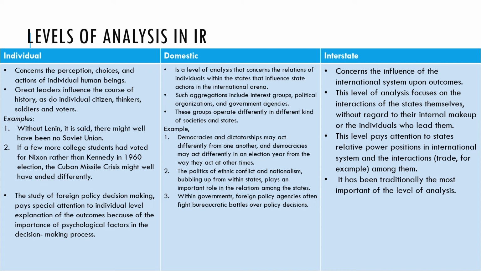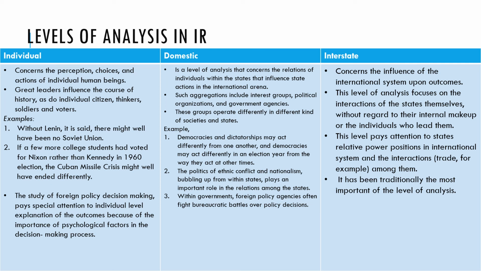At the domestic level, you are going to look into relations of individuals within the states that influence state actions in the international arena. So, for example, you're going to look here into the interest groups, political organizations, and governmental agencies. These groups operate differently in different kinds of societies and states.